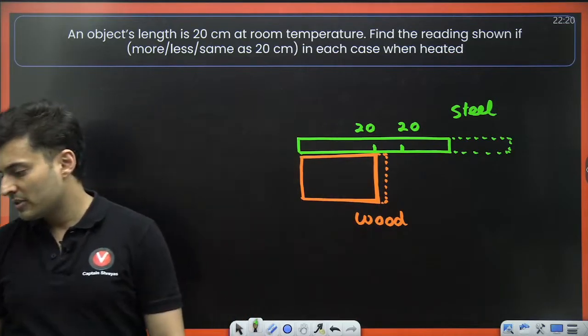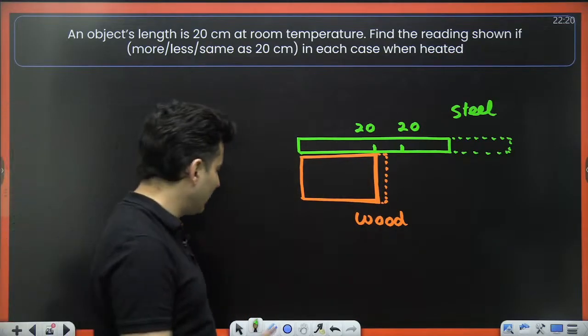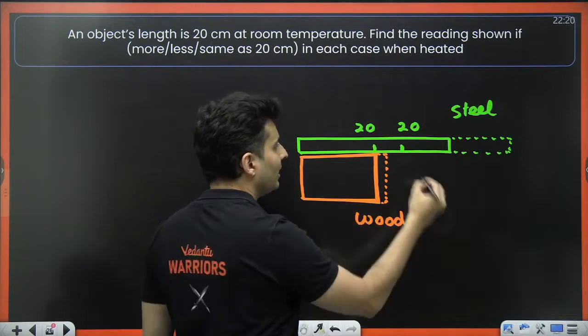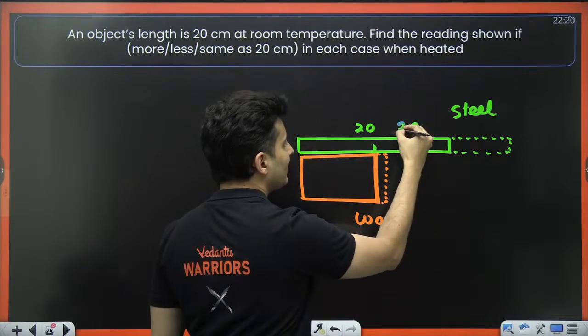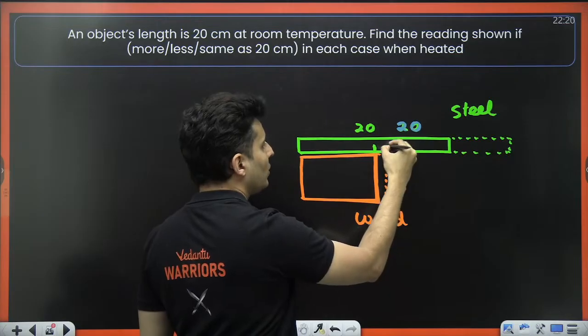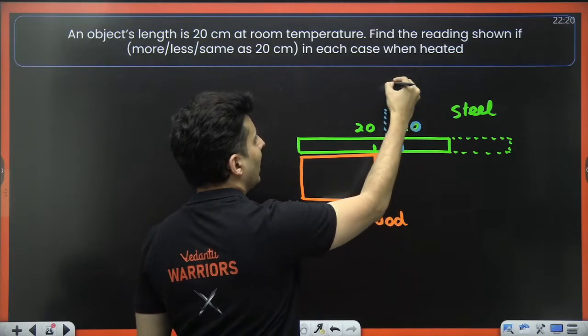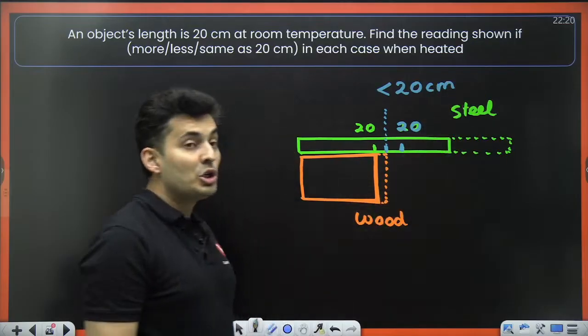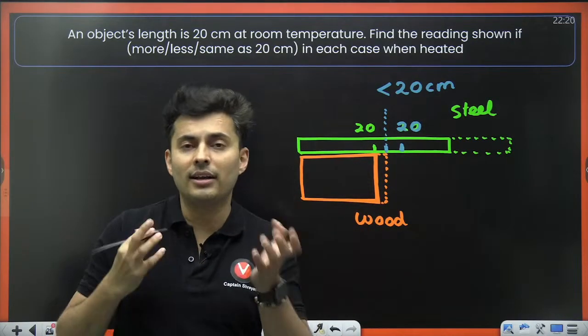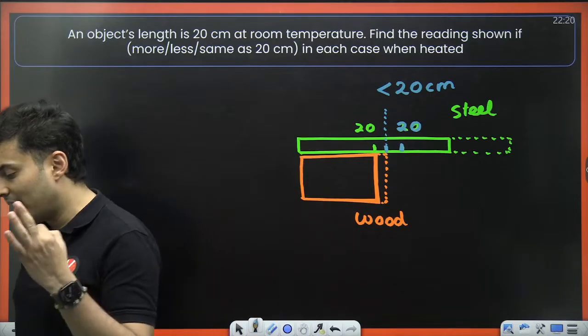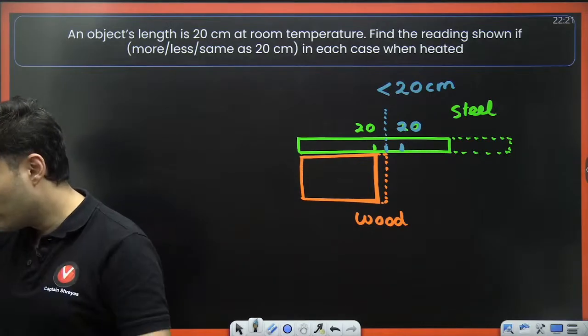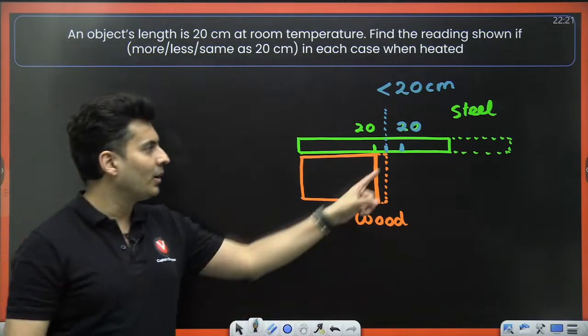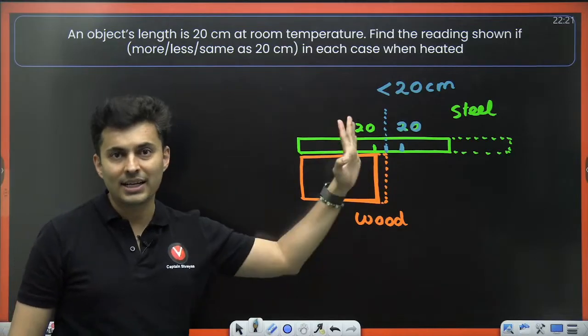Answer in the chat box. Come on, think about it. When you heat it, you will see the value that you get over here will be 100% less than 20 centimeters. You will feel that the wood has contracted. Alekia said less. Very good. So you will measure less than 20 centimeters.